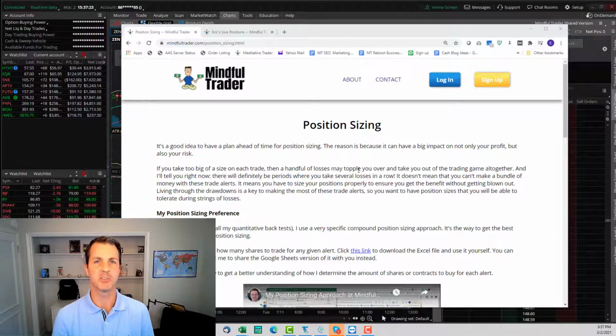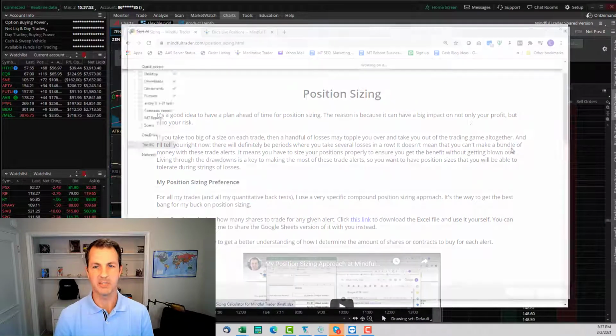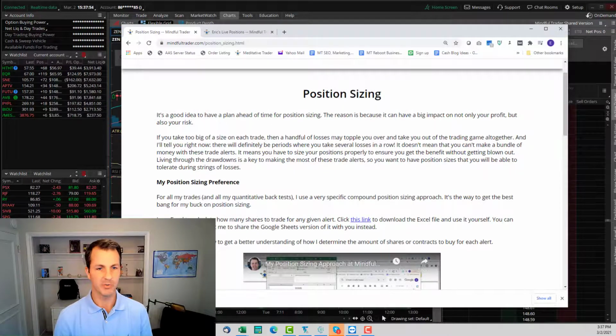And given that I have these trading strategies that show an edge in back tests, it's extra exciting, because you can benefit a lot if you have a lot of profitable trades and you're doing a compound position sizing strategy. So let me show you. I'm on the position sizing page of the Mindful Trader website. And if you scroll down right here, I have a link so that you can download an Excel file. And I'm going to show you that right now. It's going to take a second to load.